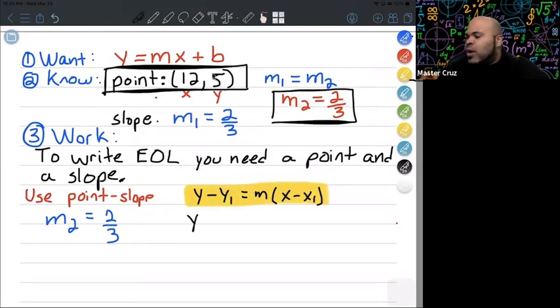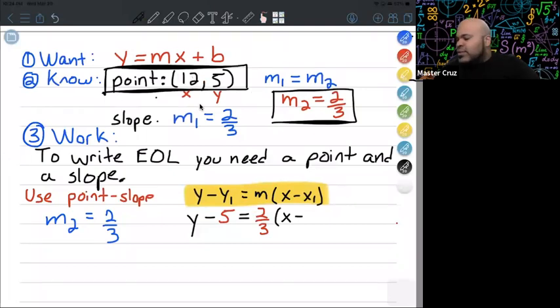I'm going to have y minus, and y1 is 5. So I'm going to substitute 5 in here, equals m. We know that it has to be parallel, so we're going to use the same slope, which is 2/3. So I'm going to write down 2/3 over here. And I'm going to open a parentheses. When I open the parentheses, I'm going to have x minus, and I'm going to write down what x equals, because that's x1. This is 12. So it's important, and I don't know if you noticed, I'm going to call this x1, y1, because that's where we are plotting the points.